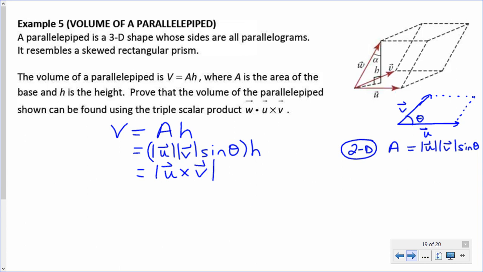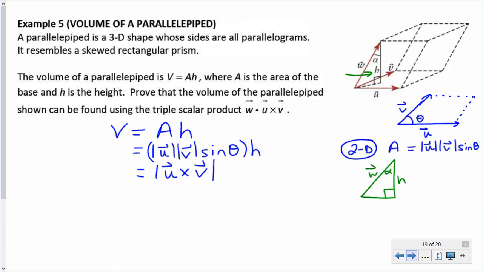So now I need to work with the H. Is there an equivalent expression for H in the picture? Here's H. H is vertical. It goes from the top of the parallelepiped to the base perpendicularly. So it's created a right triangle here. That's H. This is vector W. And they've given you that the angle at the top is alpha, just to be a different angle. So what relation can you think of between alpha, H, and W here?